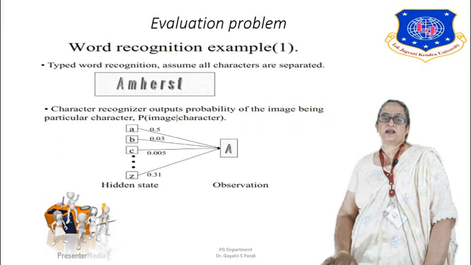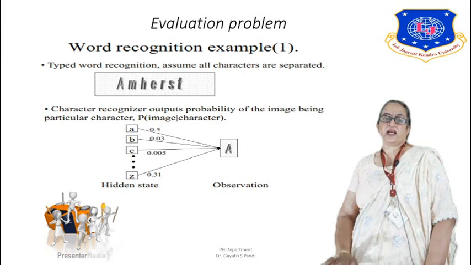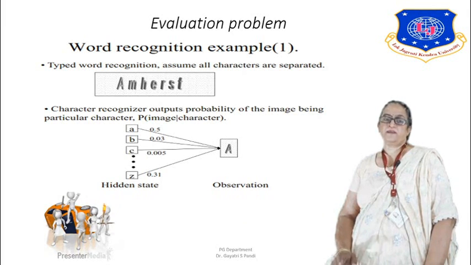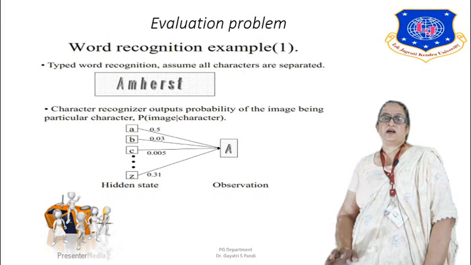And this is basically a word recognition problem where we have been given a word, and this word is typed, and the characters here are separated. You have A, M, H, E, R, S, T as specified in the rectangle there, and you're trying to recognize the character it specifically matches with, right? The character recognizer outputs the probability of the image being a particular character.